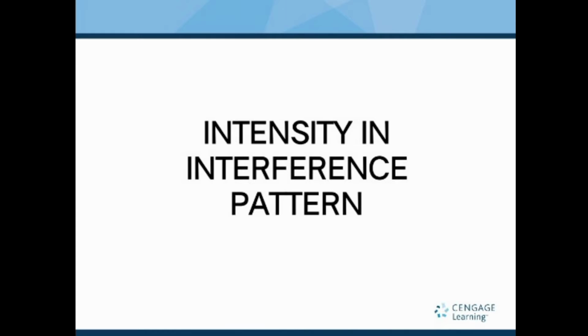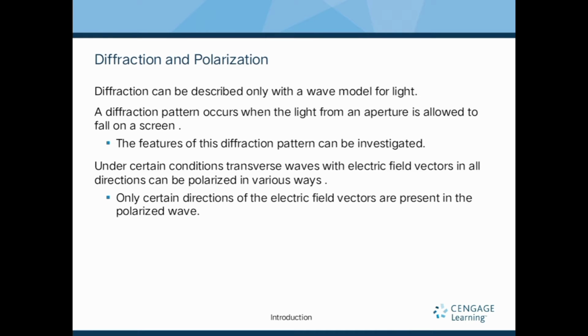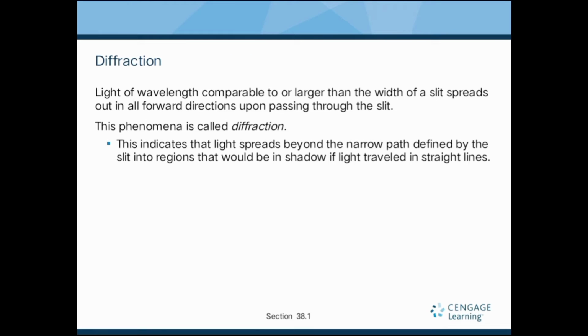Intensity in interference pattern, diffraction and polarization. Diffraction can be described only with the wave model for light. Diffraction patterns occur when the light from an aperture is allowed to fall on a screen. The features of this diffraction can be investigated. Under certain conditions, transverse waves with electric field vectors in all directions can be polarized in various ways. Only certain directions of the electric field vectors are present in the polarized wave.